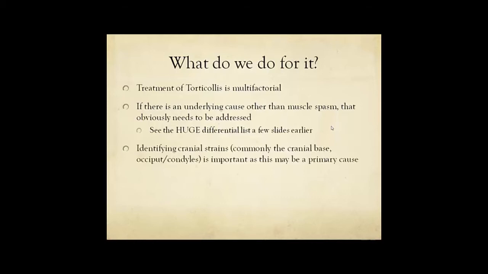We also want to look at identifying any cranial strains, commonly the cranial base, occiput, condyles. All of these areas are important because they can actually be a primary cause of this contracture into the sternocleidomastoid. Testing of both sternocleidomastoid and the scalenes and treatment of both as needed. And remember to check for the interplay of any cervical, rib, thoracic inlet, and thoracic strains. All of these can really affect the sternocleidomastoid and the scalenes and really contribute to this condition. And we need to make sure that we've treated all those connections.